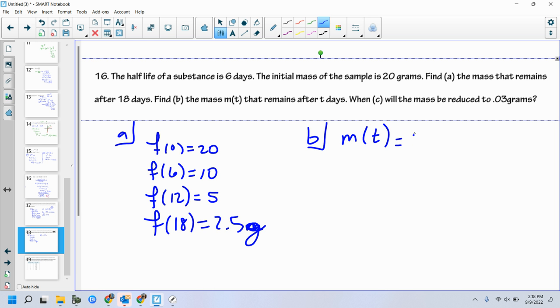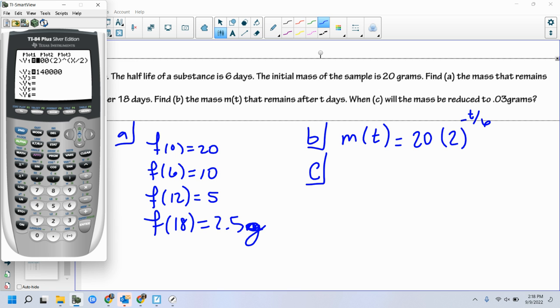The initial amount, which is 20 grams, times 2 to the negative t over 6. That's my function. And then part C says, when will the mass be reduced to 0.03 grams? You could do it as a logarithm, and that's what I show in the binder, but I'm just going to run it on my calculator.